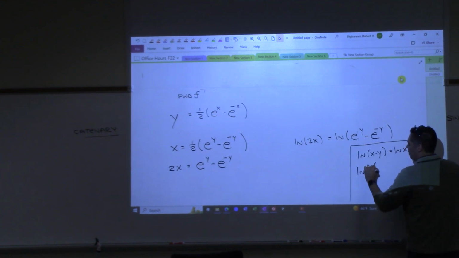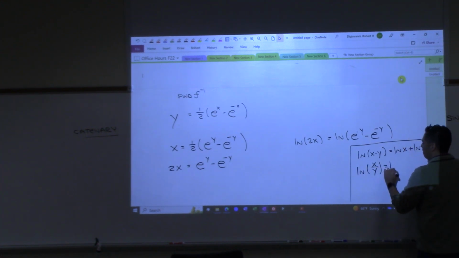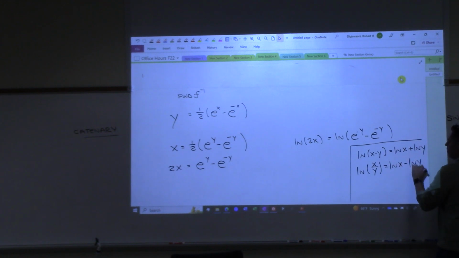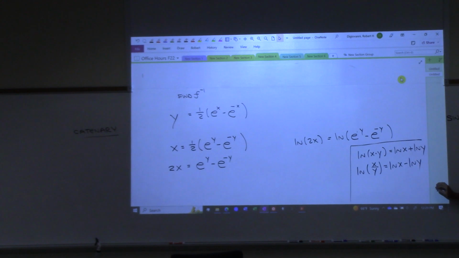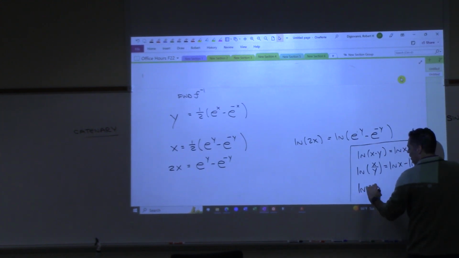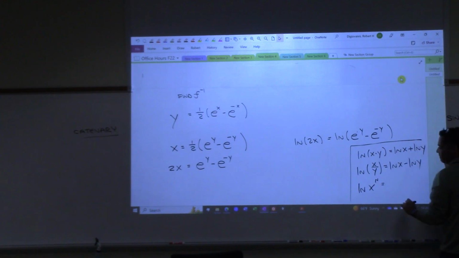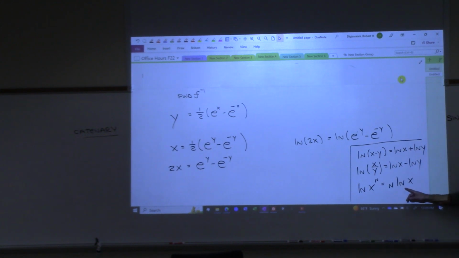Then if you have division inside of a log, you can have subtraction. Does this all ring a bell from pre-cal, college algebra? And then there's other properties. This one, which you used in Cal 1, is that if you have log of something to a power, the power can come out, right? That's a big property. We use that a lot in Cal 1, right? So we have these properties.